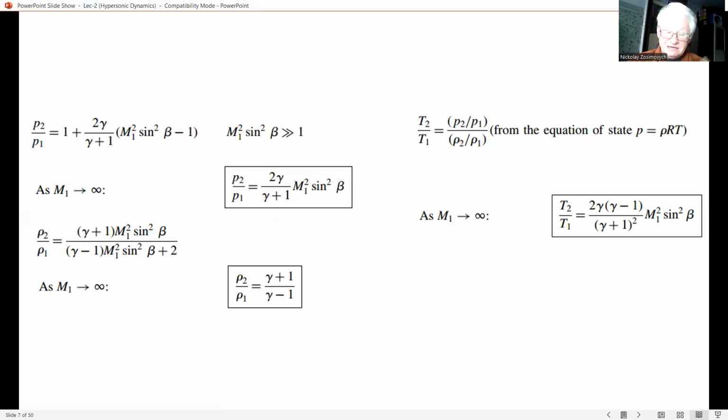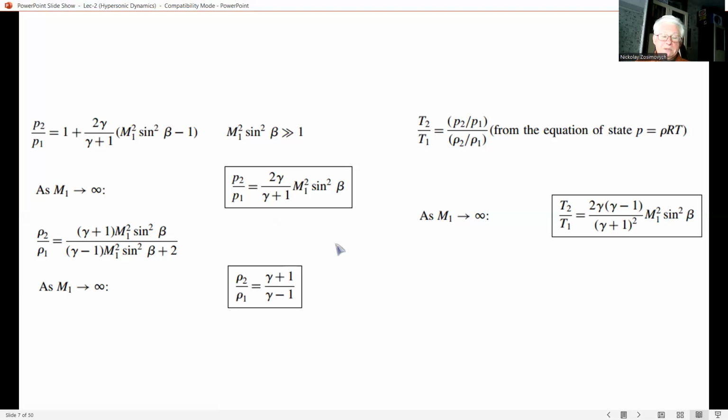And the limit is the limit of M1 going to infinity. In this case, the term M1 sine squared beta must be many times higher than 1. And hence, our first equation becomes the following expression, as we can see in this bracket: p2 over p1 is approximately gamma over gamma plus 1 times M1 squared times sine squared beta.